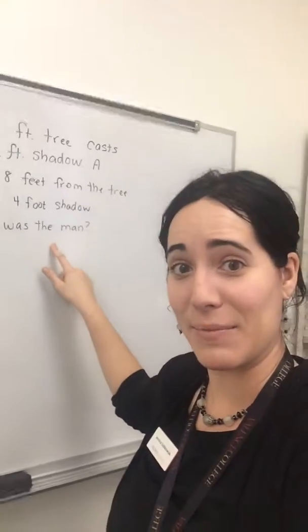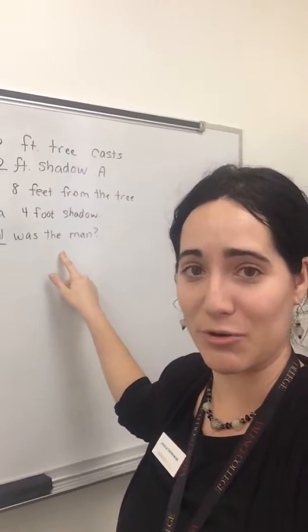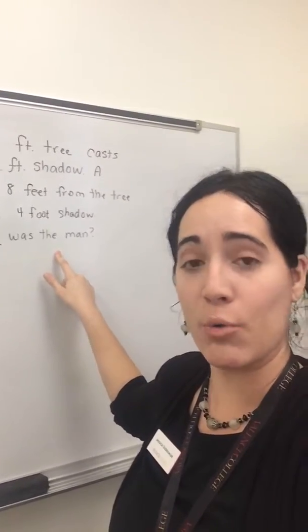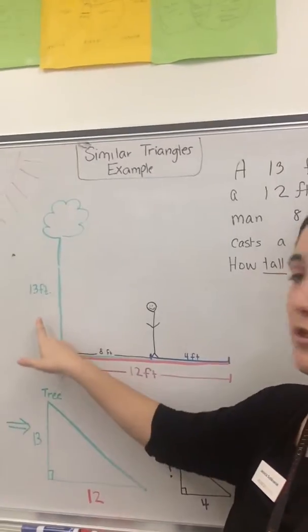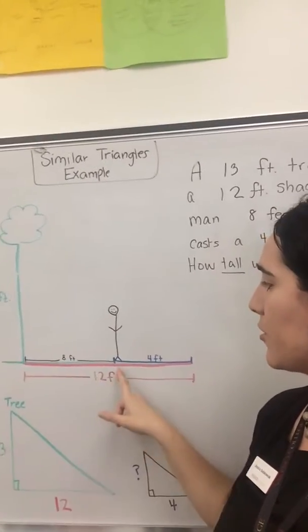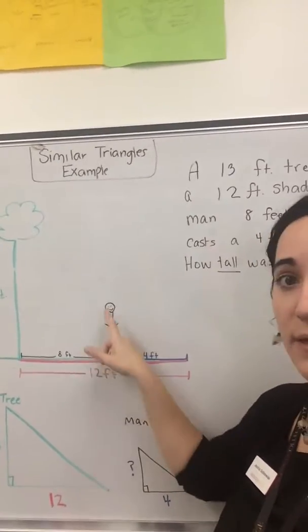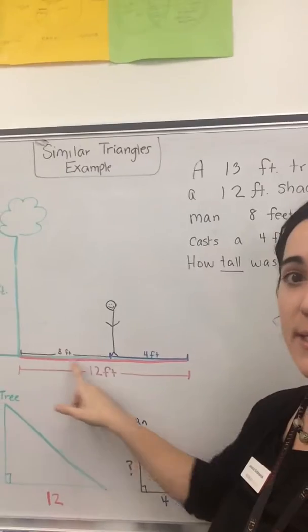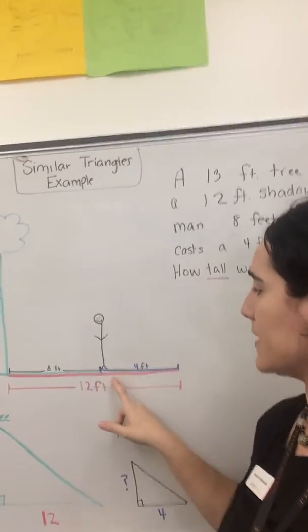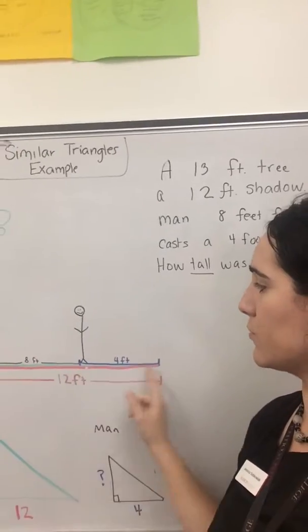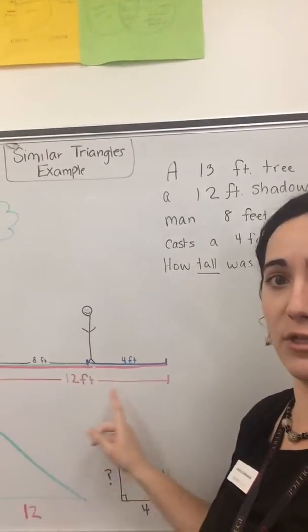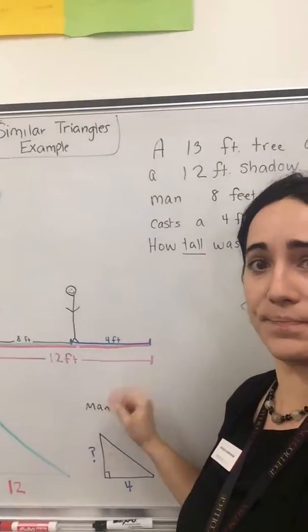Now rather than asking the man how tall he was, let's see if we can use similar triangles to solve this problem. We always begin by drawing a picture. So in my picture, here is our sun, our tree, which is 13 feet tall, and our man, whose height we don't know. We know that he stands 8 feet from the tree, and he casts a shadow of 4 feet, for a total of 12 feet here, which is the length of the shadow of the tree itself.